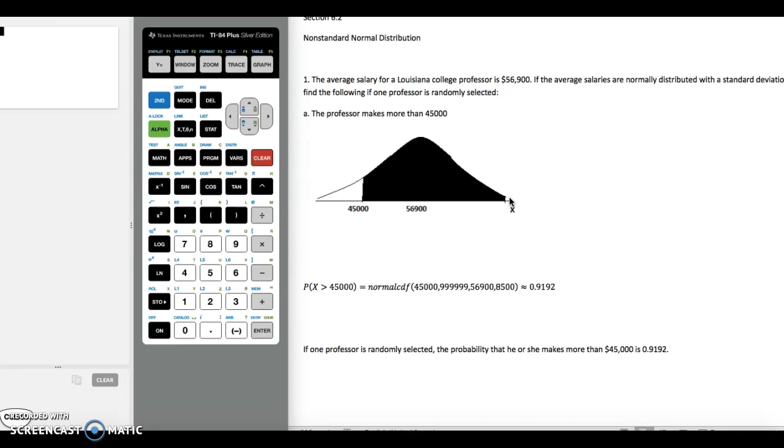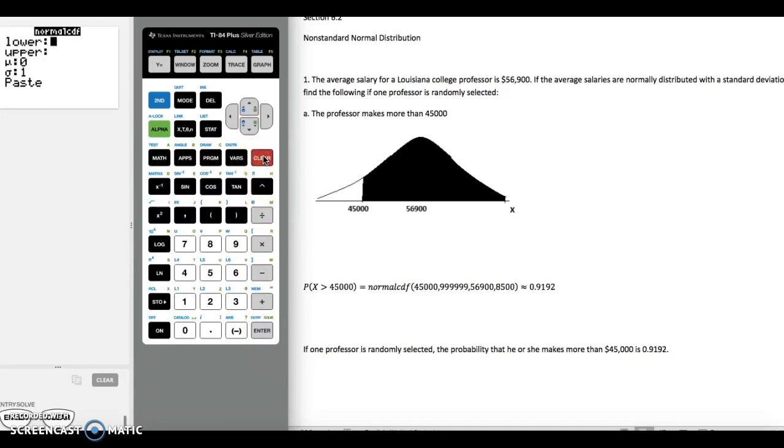So what we use to represent positive infinity is a very large number. So our lower bound would be 45,000. The upper bound would be that really large number. We use 6 nines to represent that really large number. Your mean, which is 56,900, and your standard deviation is 8,500. So you go to your calculator, press second, open up your distribution menu by pressing variables, go down to number 2 and press normal CDF, press enter.